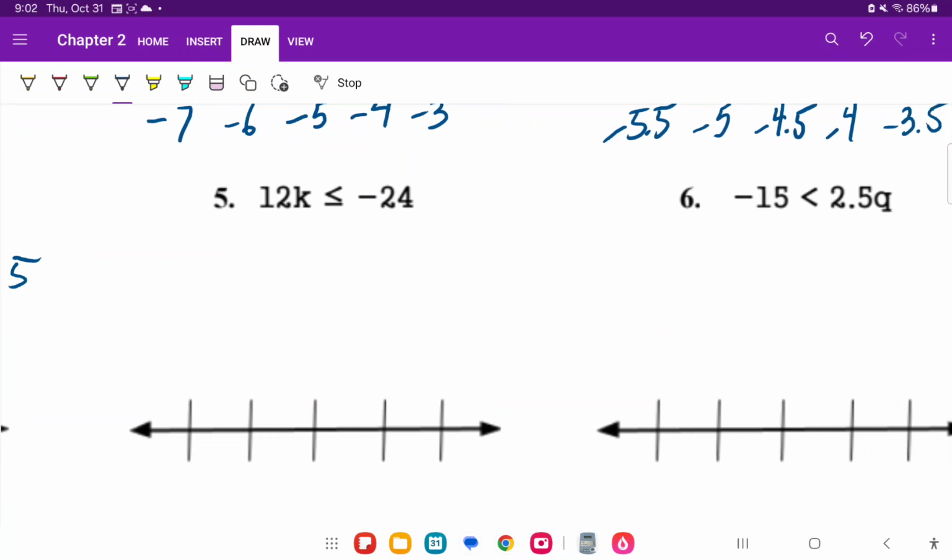Have you already finished 5 and 6? Well, I want to finish this up. So let's go to number 5. Paisley, we want to get the K all alone, right? So what are we going to do to get that K by itself? Divide by 12 on the left side and on the right side. All right, now, so when I do that, Paisley, what am I left with?